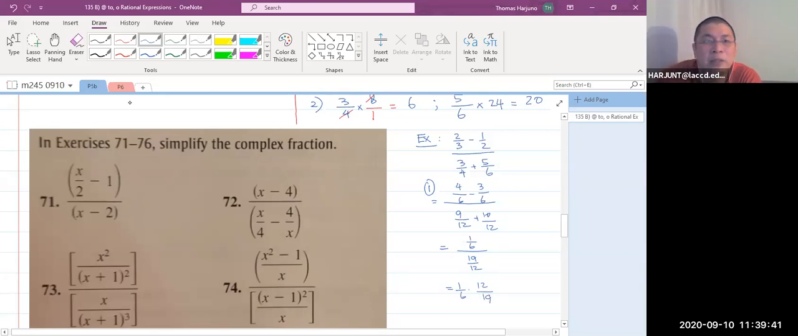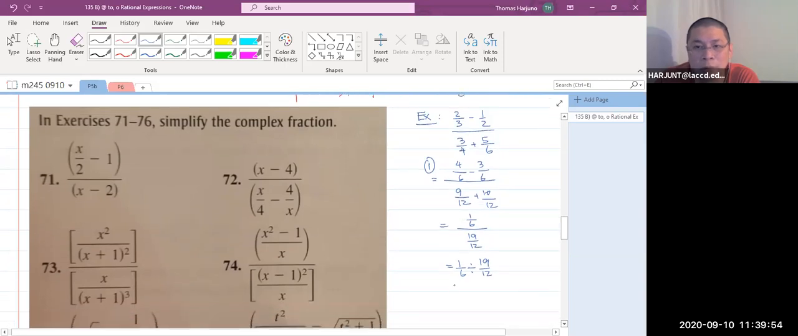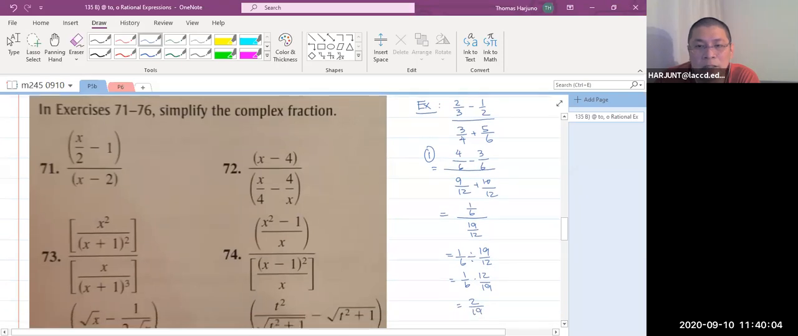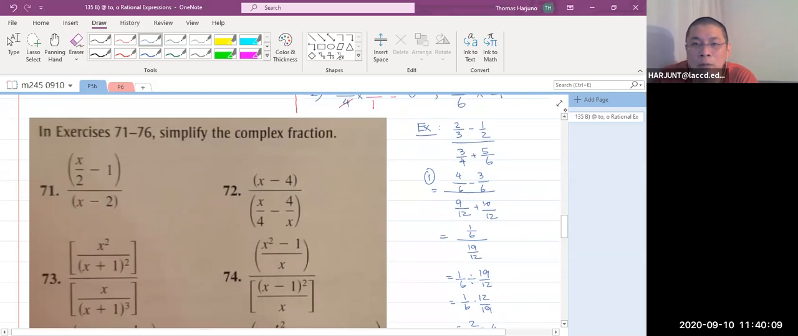Okay? Because this is basically, let me slow down a little bit, this is basically 1/6 divided by 19 over 12, right? That's what it actually means. So to divide by a fraction, we multiply by the reciprocal, and cross cancel, we will get 2 over 19. Now that's the standard traditional way. Now I'm not saying that's wrong, but I prefer you to use the second method.